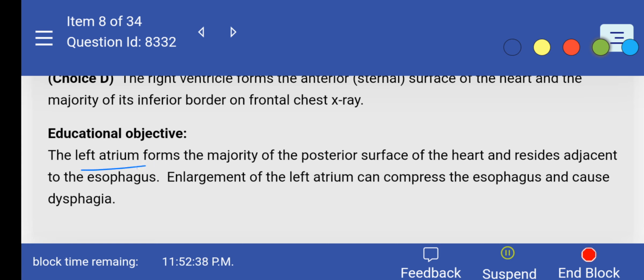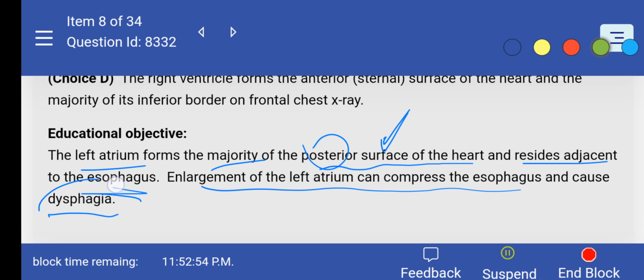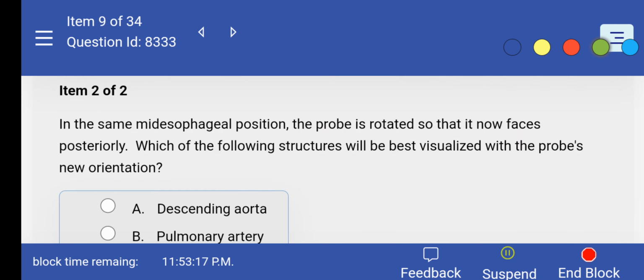So the left atrium forms the majority of the posterior surface of the heart. This is important, posterior surface, and resides adjacent to the esophagus. Enlargement of the left atrium can compress the esophagus, and that would cause dysphagia. Simple. Now this is item two of two, also related to the previous scenario. They are saying, in the same mid-esophageal position, the probe is rotated so that it now faces posteriorly. Which of the following structures will be best visualized with the probe's new orientation?